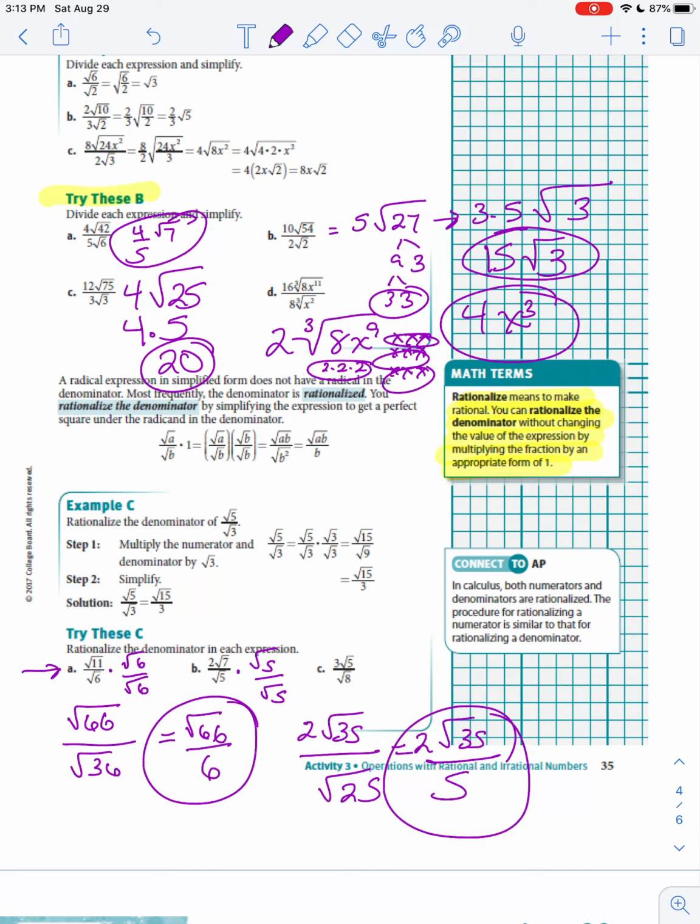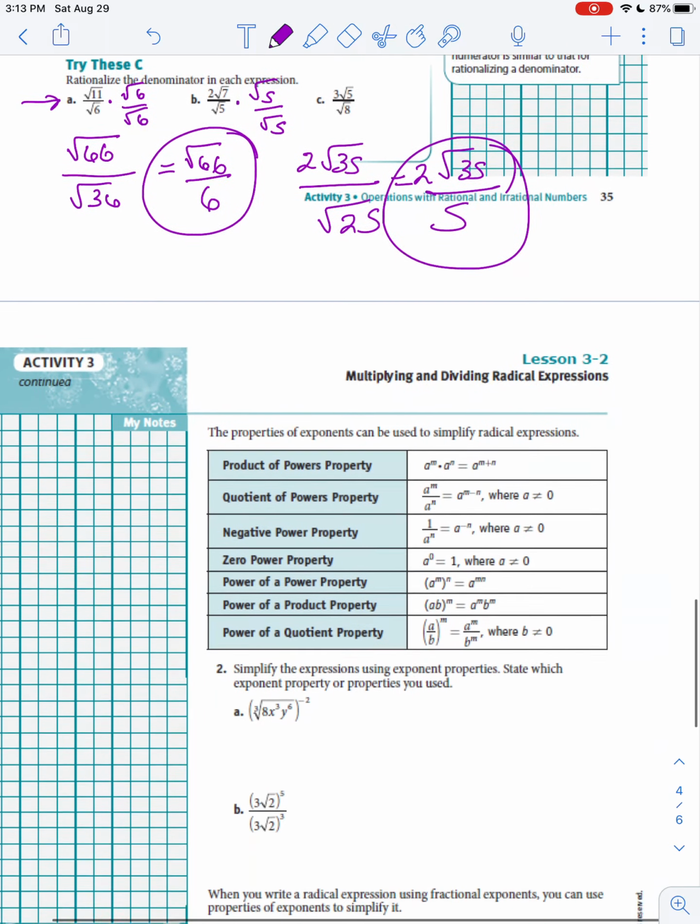No more radical on the bottom. So you might not think it looks that much neater, but it's now rational. We're not trying to divide by an irrational number. So we'll leave C out for now because the lesson's getting a little long. And I'm going to go into the next page.